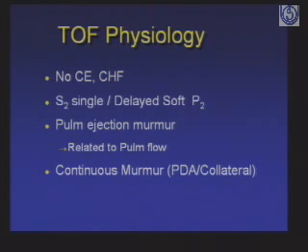There is a pulmonary ejection murmur related to the pulmonary blood flow. With critical stenosis, we hardly get an ejection systolic murmur. With good forward flow, we get a good audible systolic murmur, of grade 3/6 intensity. And if there is a patent ductus arteriosus or collaterals, a continuous murmur will be audible.